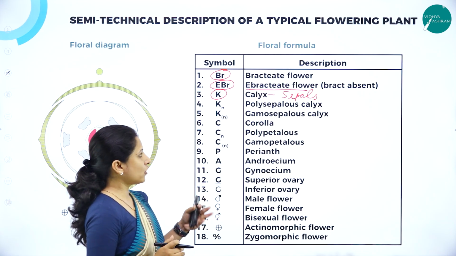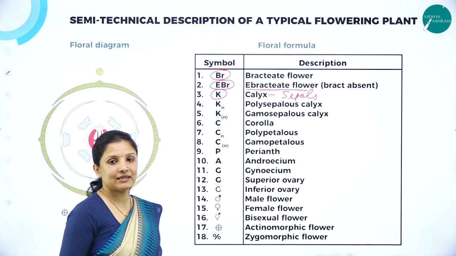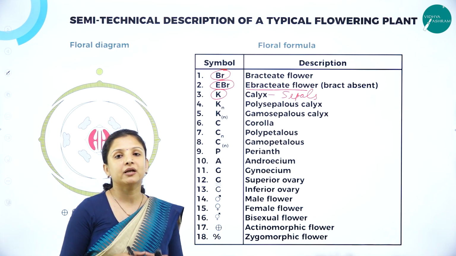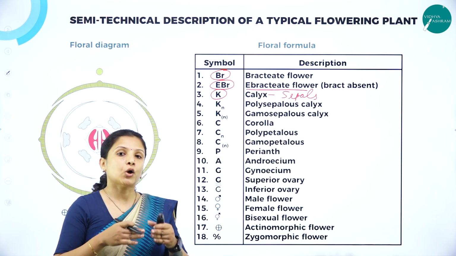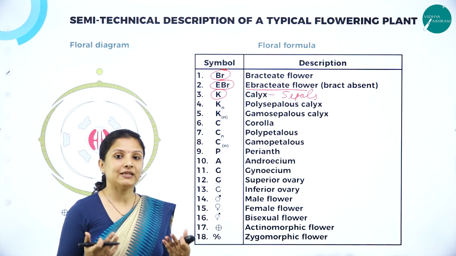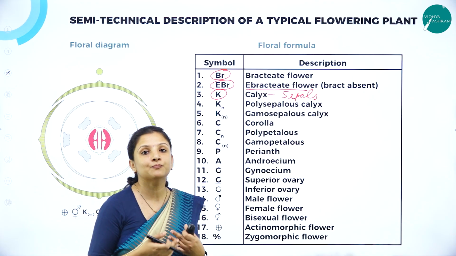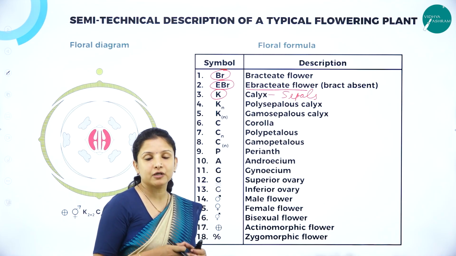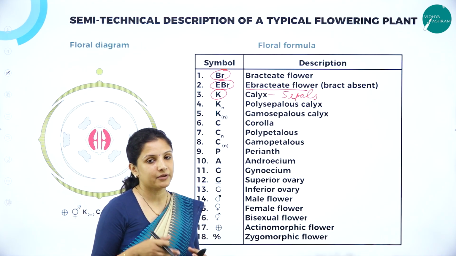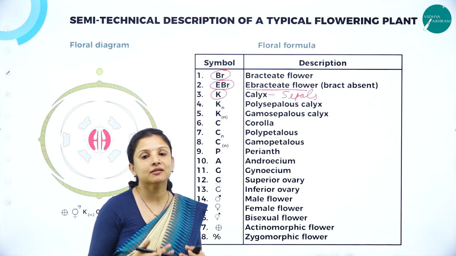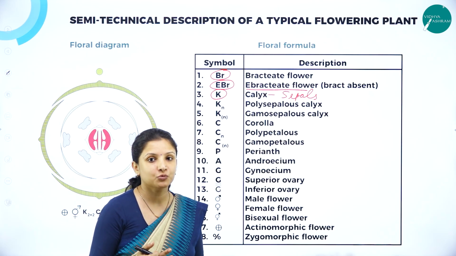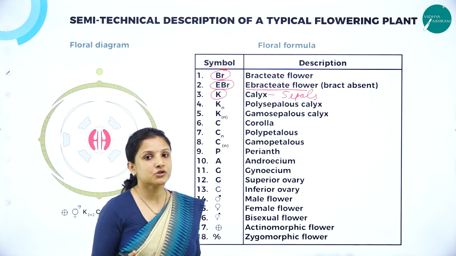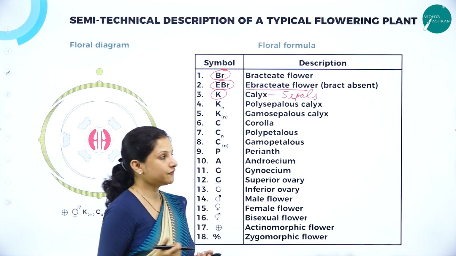Now there is a term called as polysepalous calyx and gamosepalous calyx. So calyx is nothing but made up of units called as sepals. Now if these sepals are free, many in number and free, we call it as polysepalous. And in a flower, if the sepals are fused, we call it as gamosepalous. If you remember in the previous session, we had taken the example of hibiscus, which was gamosepalous, where the sepals were fused, and rose, which was polysepalous, where the sepals were free.